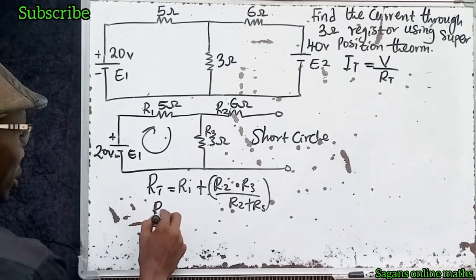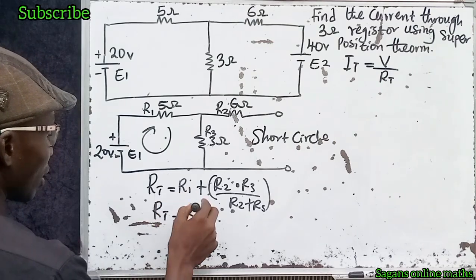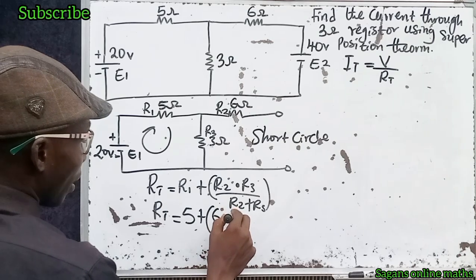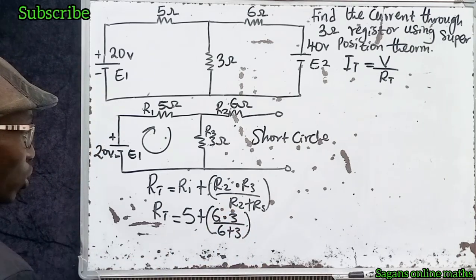Now that means our total resistance, you can call it the equivalent resistance, is equal to 5, which is R1, plus R2 multiplied by R3 divided by R2 plus R3. That is 6 multiplied by 3 divided by 6 plus 3. Wow, this is pocket genius, right?